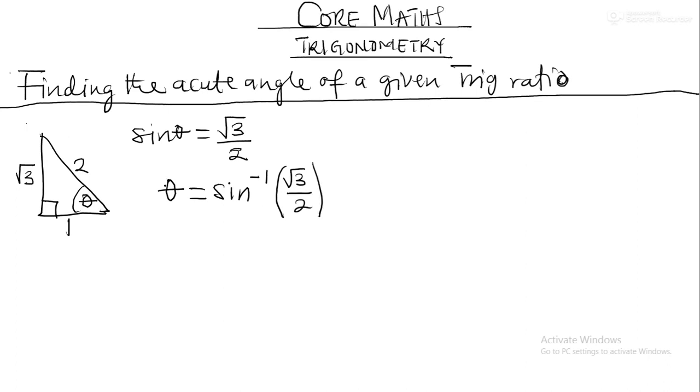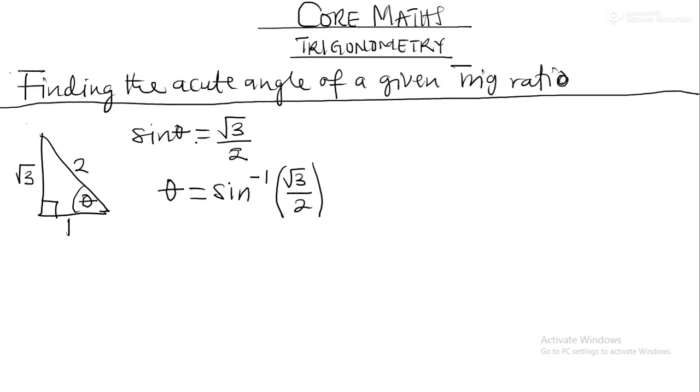Okay, so theta is giving us the sine inverse of root 3 on 2. That is the sine inverse of the ratio. On your calculator, if you punch this in, it will give you a value for theta. Let me go over it. I said that sine theta equals root 3 on 2. We all know that. But how then do we get the value of theta?